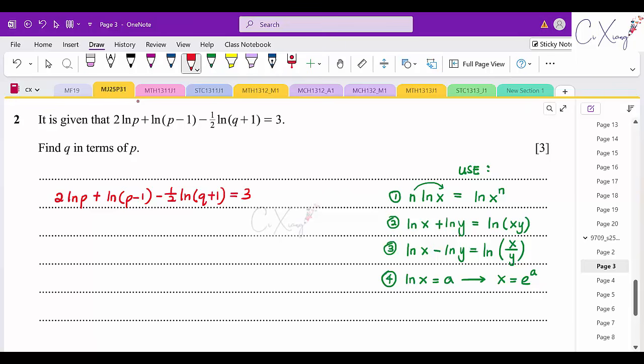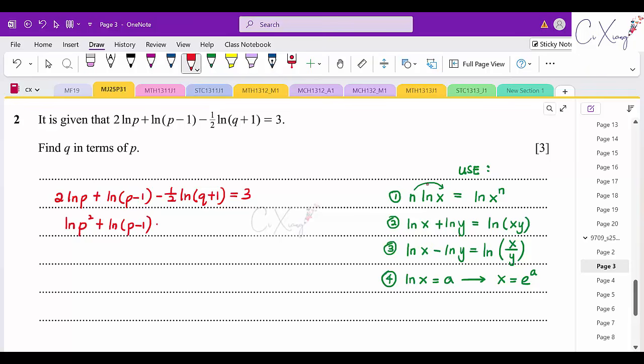Okay, so for the first step, because I can see that there are a few terms in ln on the left, I want to combine all of them to become one single ln. Before I do that, I will apply the first rule first, where I try to bring all the constants back to become the power. So for the first term, 2 ln p will become ln p squared. So I'm using the first rule here, that I listed out just now. Then for the second term, nothing there, so I just copy it.